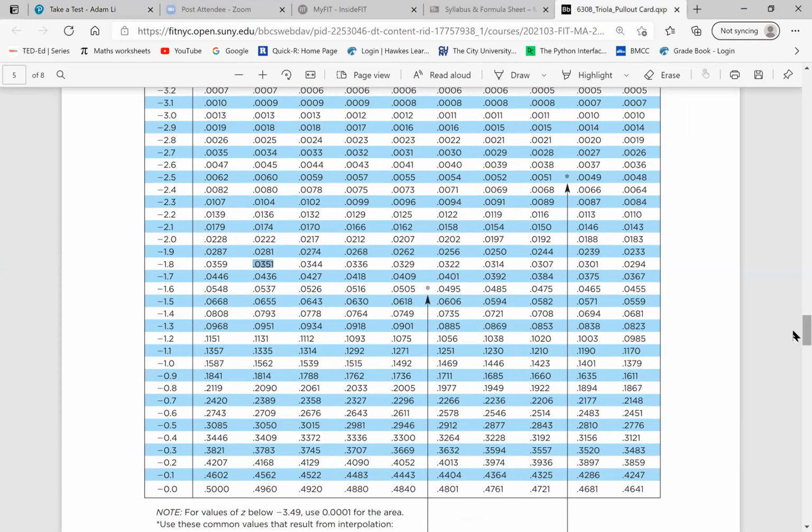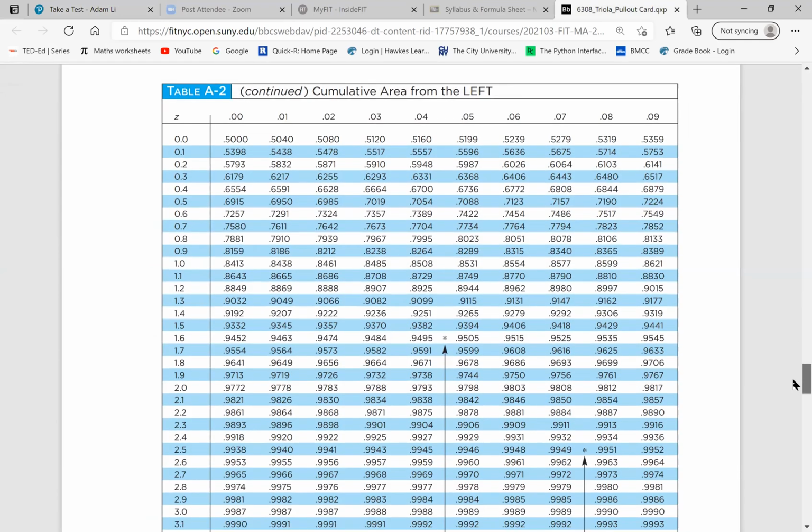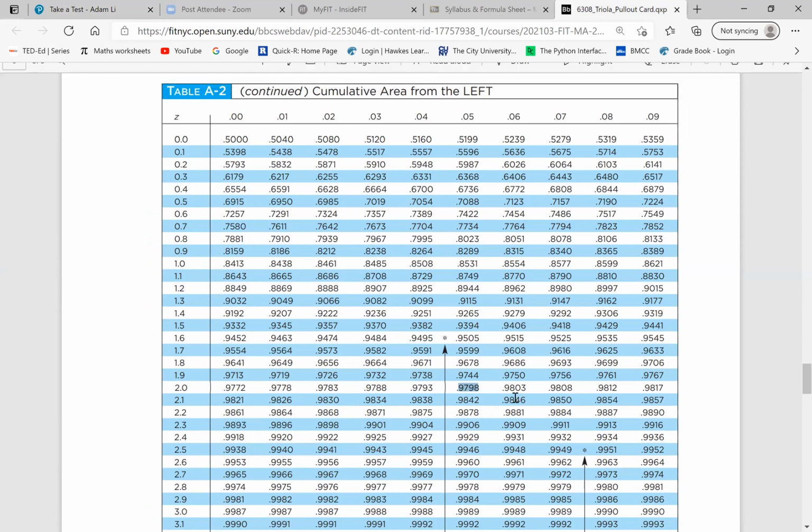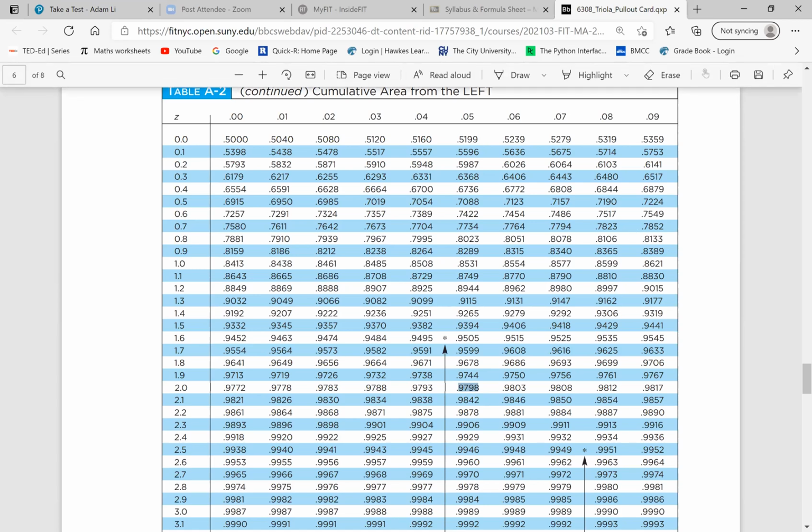0.9800 should be on the second page. The closest value is 0.9798. The other one is also kind of close, but not exactly the closest one, right? 0.9803 versus 0.9798, and 0.9798 is actually the closest one. So we're going to take that value, and the corresponding z-score is 2.05. That's what we're looking for, 2.05.